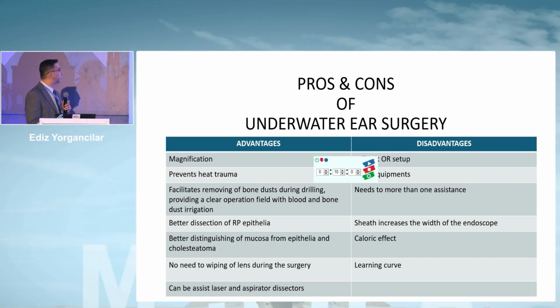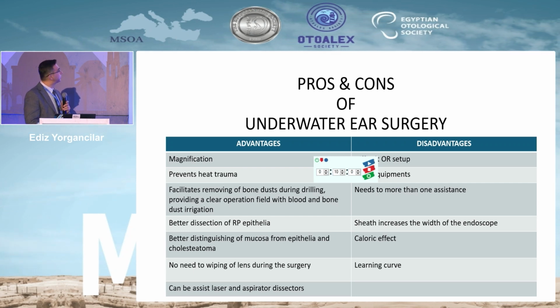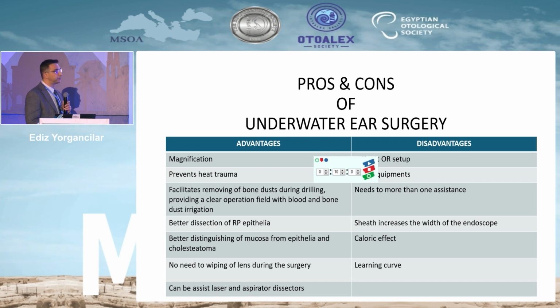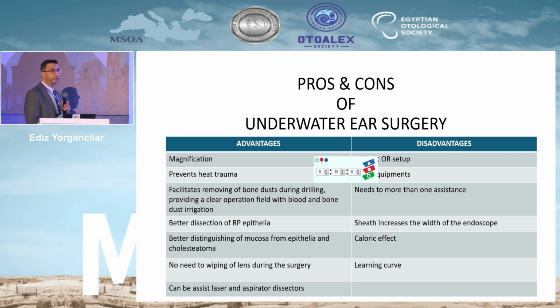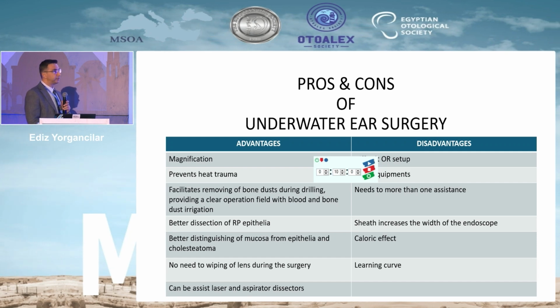And no need to wipe the lens during the endoscopic surgery, and it can assist the diode laser and the aspirator dissectors. The cons are a difficult OR setup, the need for extra equipment, and the need for more than one assistant for pumping the irrigation, and the sheath increases the width of the endoscope, but it's not so difficult, I think. And the caloric effects are another important point. Irrigation, of course, is done at body temperature, and the learning curve is another important point.